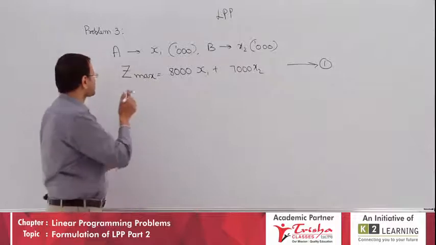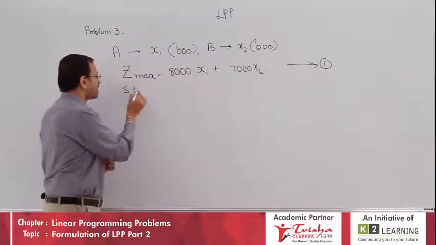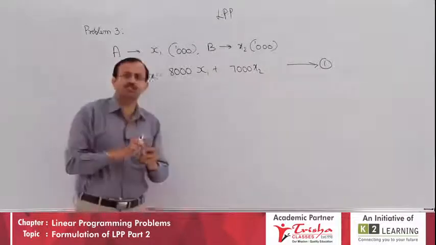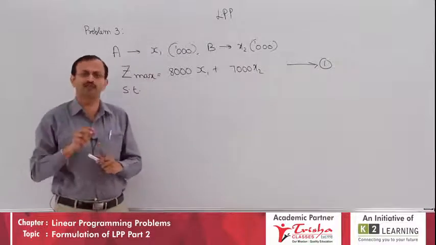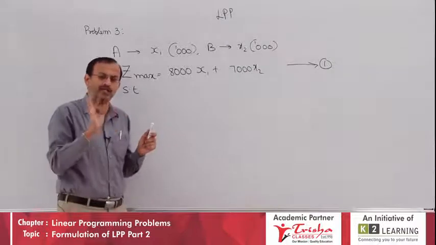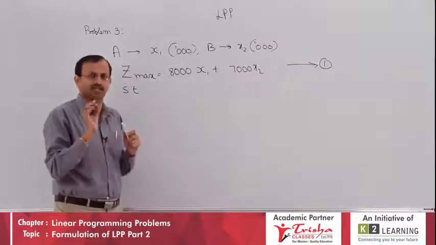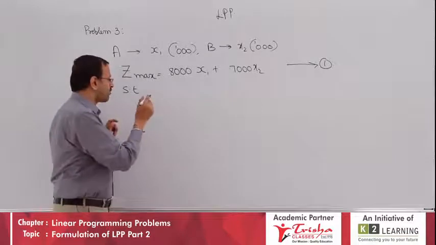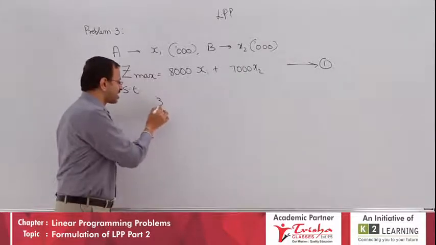Next one, subject to. There are mainly 2 constraints. Students, can you tell what are the 2 constraints? First constraint is about time required. How many hours available? Maximum 66. How do you fill it? For 1000 bottles, 3 hours.